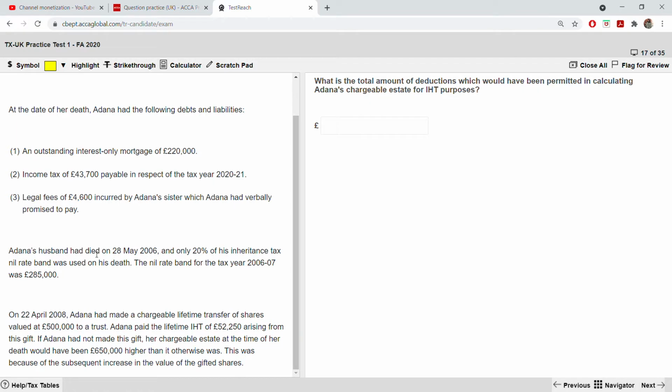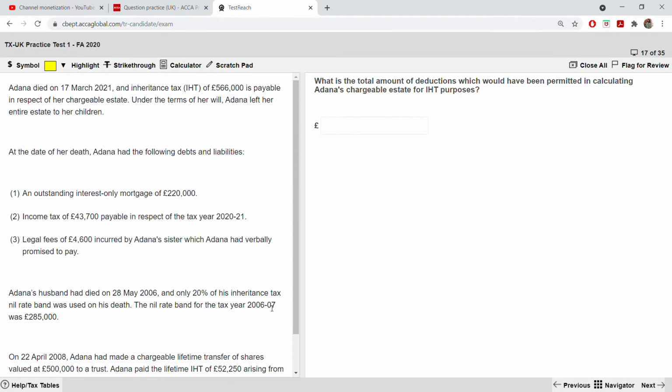Adana's husband had died on 28th May and 20%. This we read. On 20th April 2008, Adana had made a chargeable lifetime transfer of shares valued at 500,000 to a trust. Adana paid the lifetime IHT of 52,250 arising from this gift. If Adana had not made this gift, her chargeable estate at the time of her death would have been 650,000 higher than it otherwise was. This was because of the subsequent increase in the value of the gifted shares.